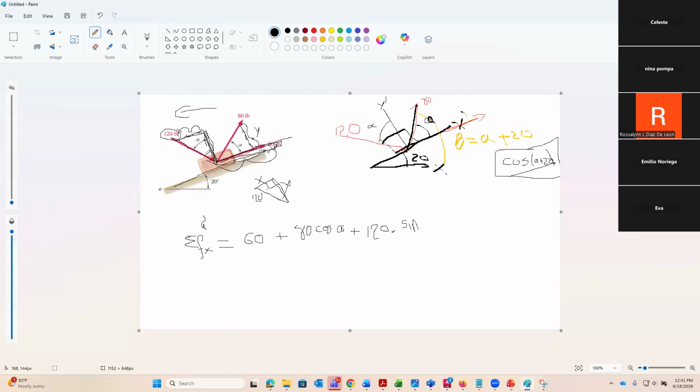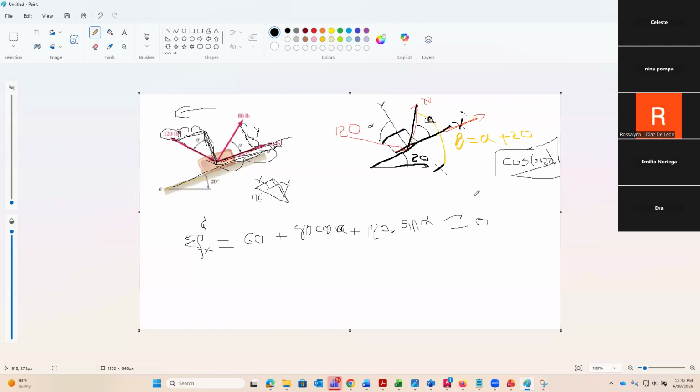The one that is pointing parallel to the x-axis, to the x prime axis or a prime axis, is sine of alpha. Okay, everybody needs to understand that. That means that we have an equation, this is alpha. So the equation is 60 pounds plus 80 cosine of alpha plus 120 sine of alpha equals 0.